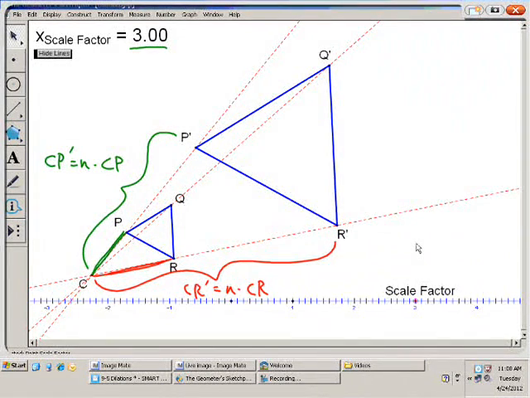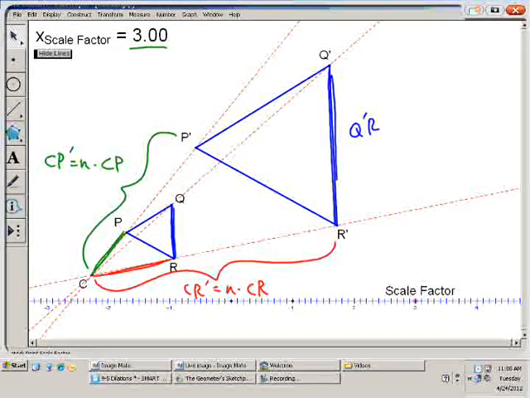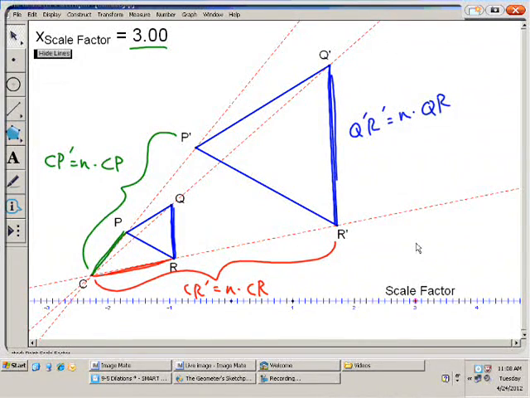It is also true that, for example, the length QR, any length in the pre-image, times the scale factor would be the corresponding length in the image. So in this case, Q prime R prime is equal to n times QR. Now this is only about lengths. The areas have a different ratio, which we'll look at later on in the year. But for the lengths, any length in the pre-image multiplied by the scale factor will give you the corresponding length in the image.